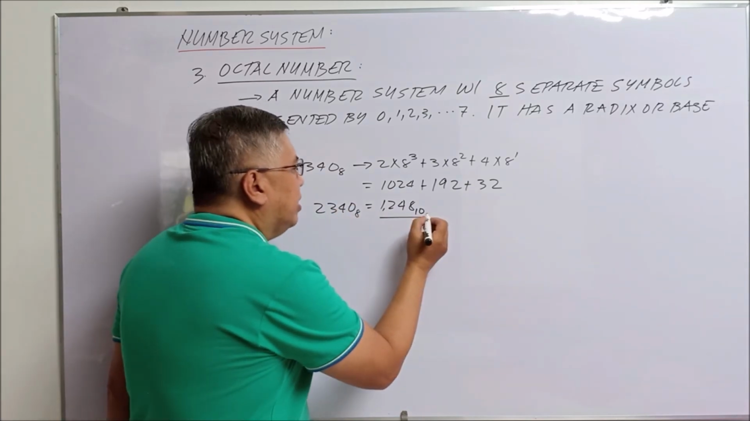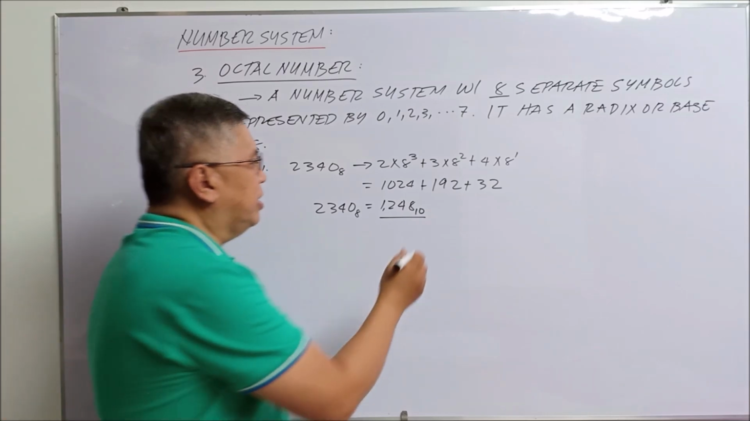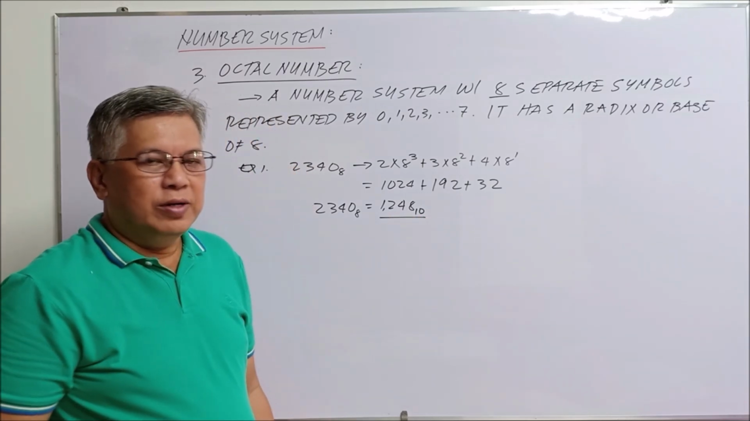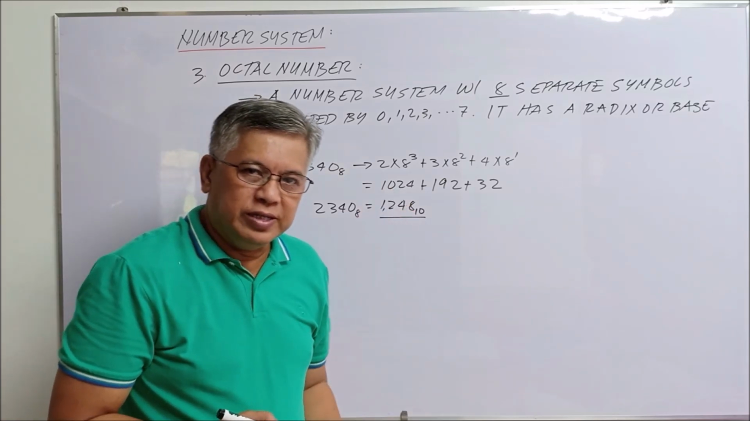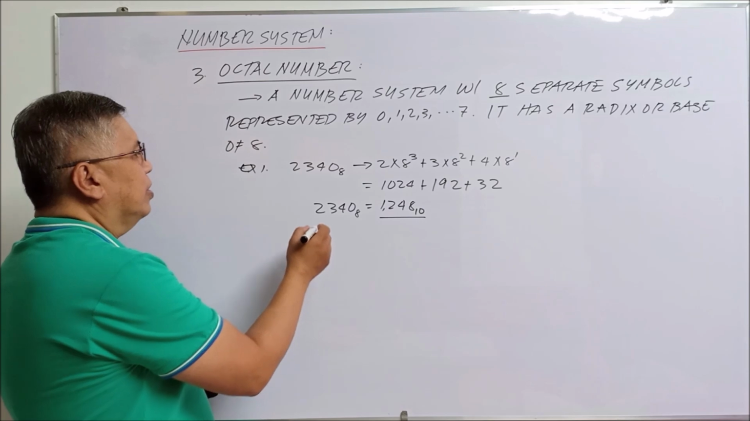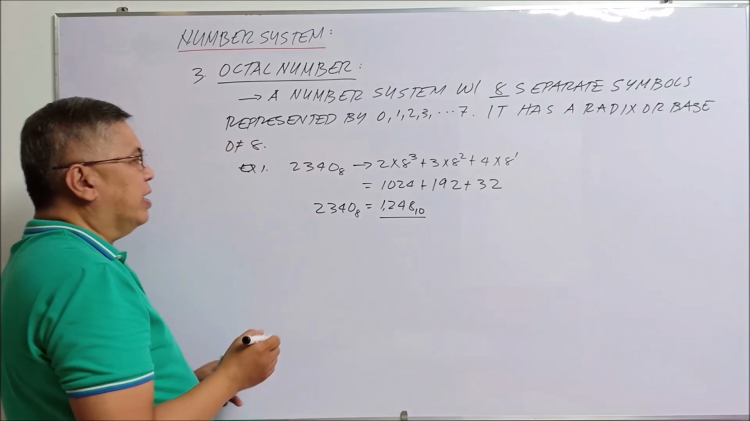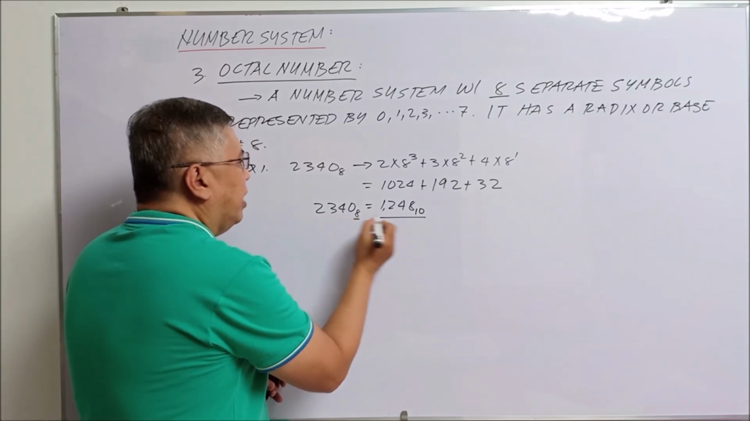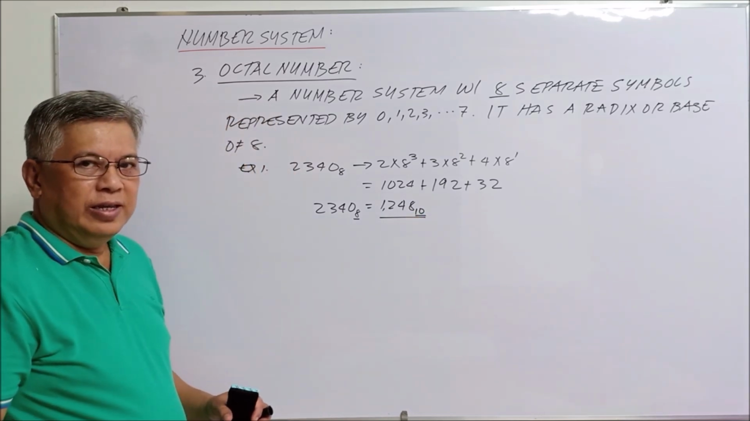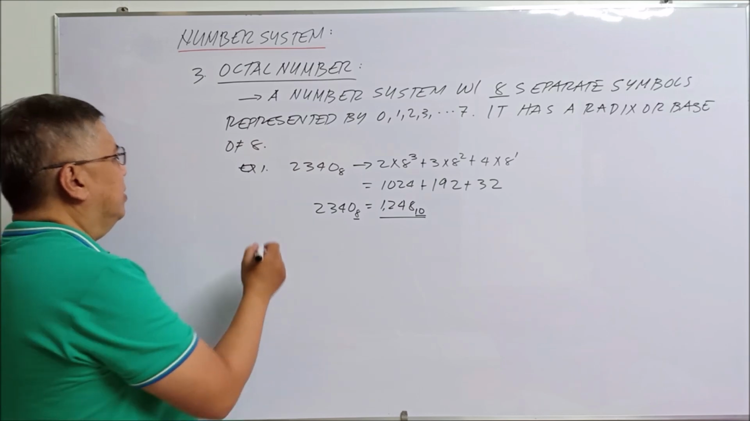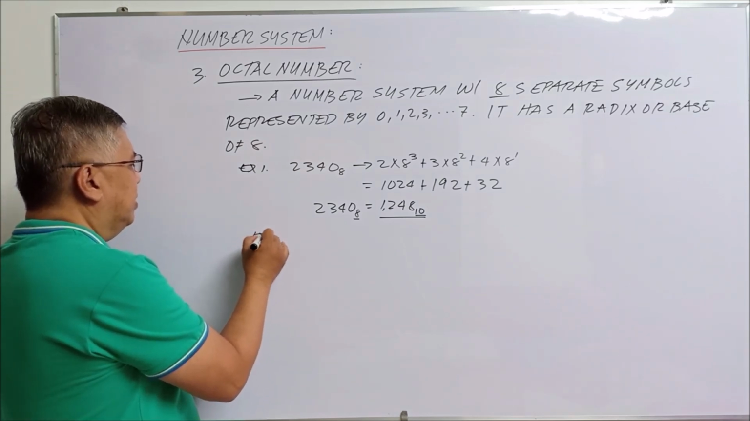This one here you can read normally because it is a decimal number. It is read as 1,248 of base 10. So these two are equal, because this one is in base 8 and this one is in base 10.